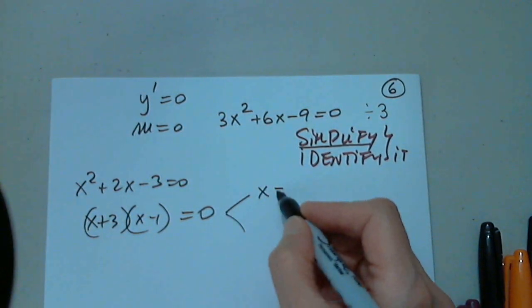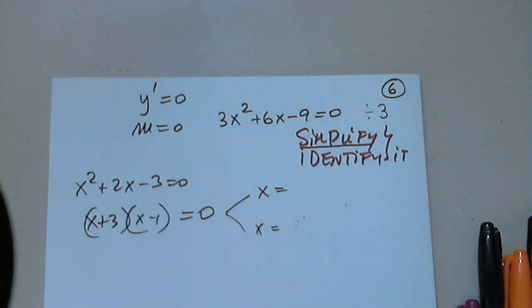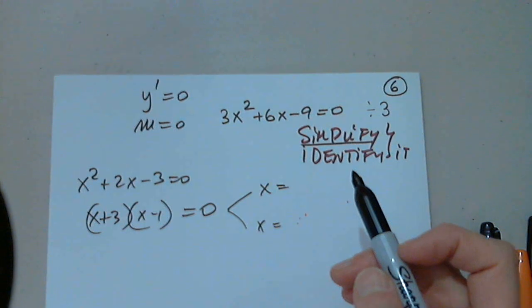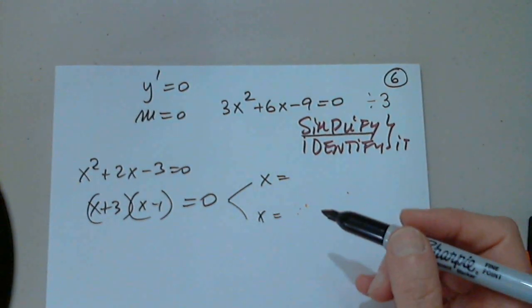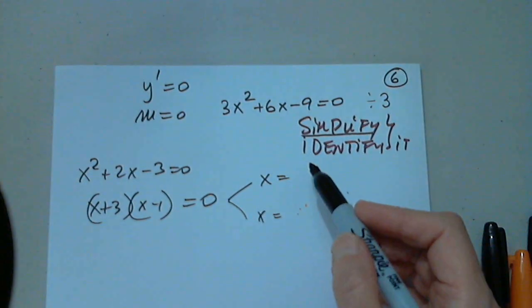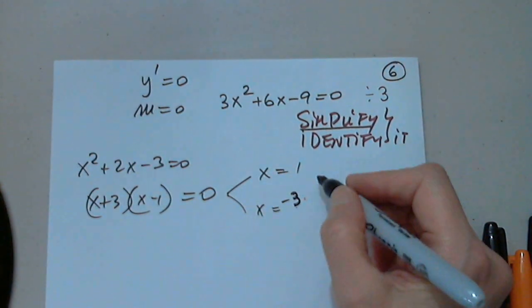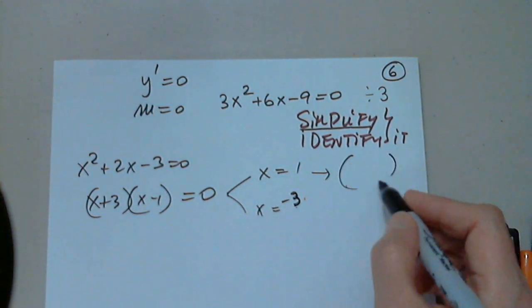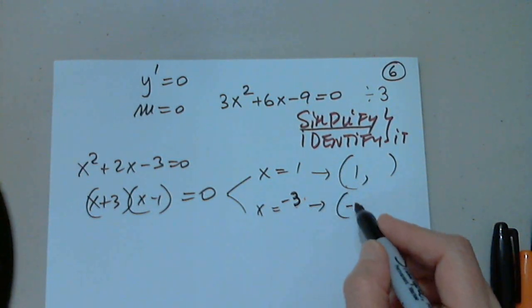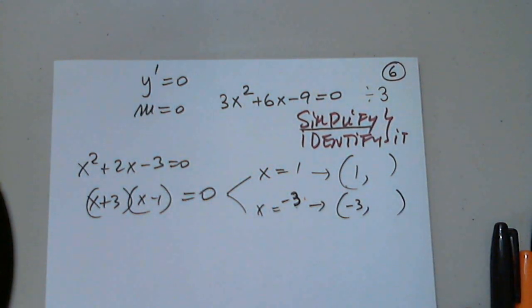Awesome. So then we have two solutions. And they are? Positive 1 and negative 3. Very good. Positive 1 and negative 3. We are asked to find the points. How do I find the points? Because they are asking us, find the points where the tangent is horizontal.